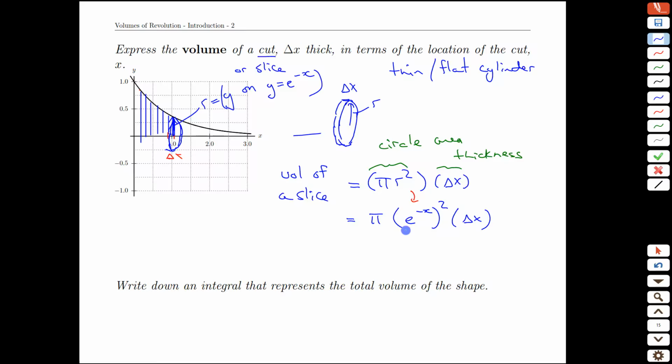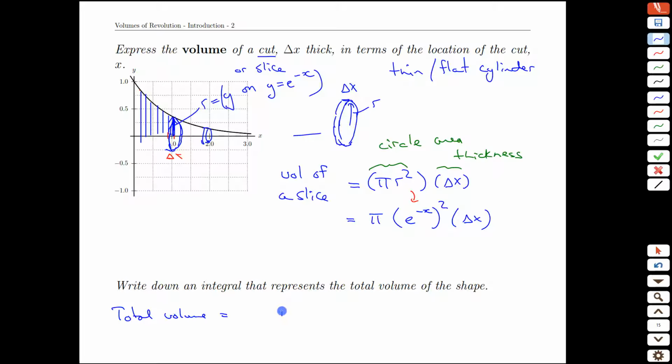Taking a careful look at this to make sure it makes sense, if you select an x value like x equals 2 and built the circle here with the thickness delta x to make it a cylinder, you would find its radius by using e to the negative x. Once you have that radius, you would build the area of the circle multiplied by the thickness, and that gives you a volume. And that is the key ingredient. Writing down the integral for the total volume is simple after that step.